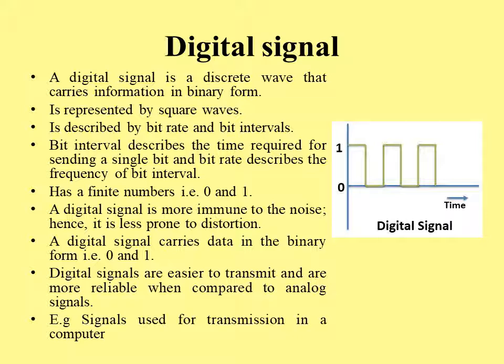A digital signal is more immune to noise, hence it is less prone to distortion. Again, because a digital signal has finite numbers 0 and 1, it carries data in binary form. They are easier to transmit and more reliable because noise addition is very low, so they are more reliable as compared to an analog signal. The best example is the signals used for transmission in a computer.